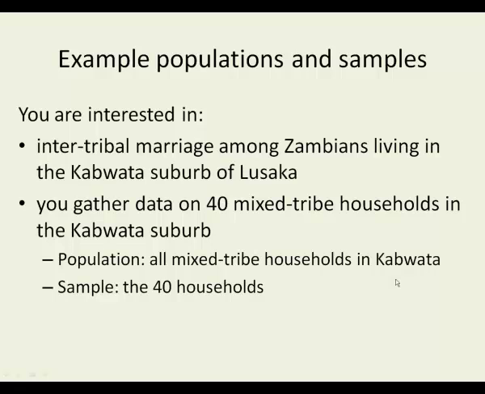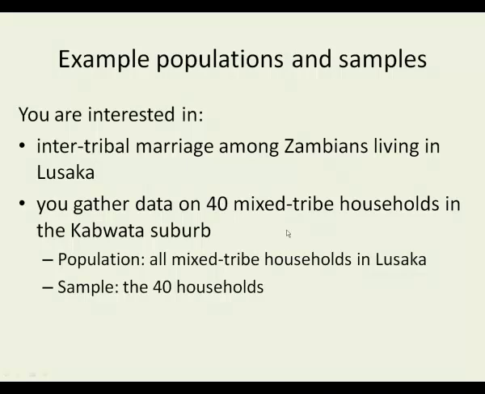Now, the message from this is that sometimes it's not quite clear what the population is. Are you going to just claim it's just this suburb, or be more grandiose and say it tells you about just Lusaka? Or you could say, well, this tells me about mixed tribe households in all big cities in Africa. So the step from what your sample is to the population depends on your ambition and how well you can justify that. How well you can justify essentially that the sample is in some sense representative of the population. But it's a flexible area.